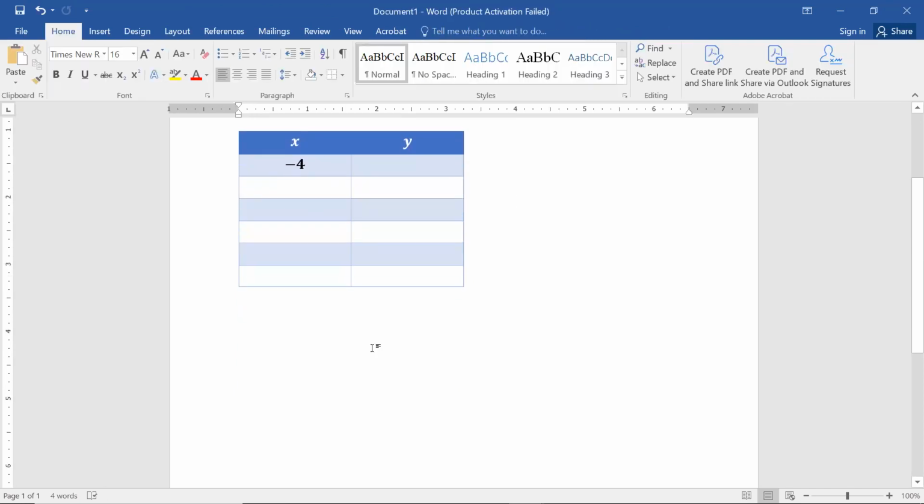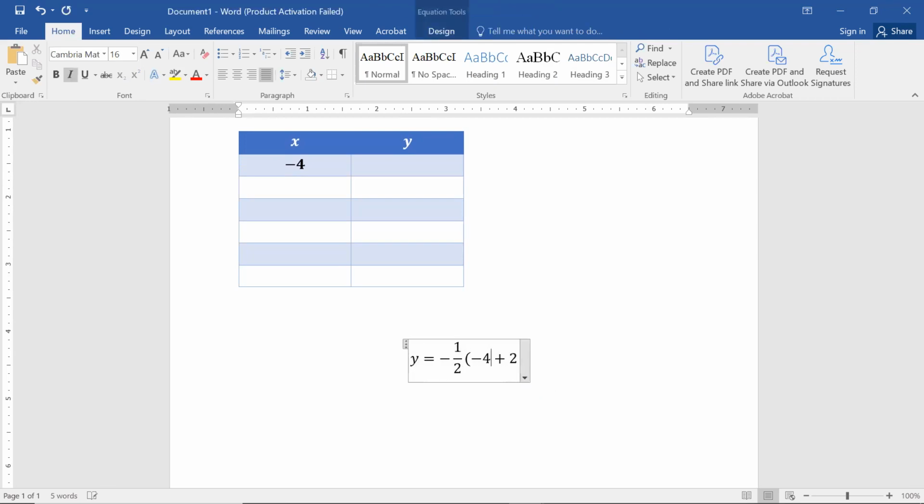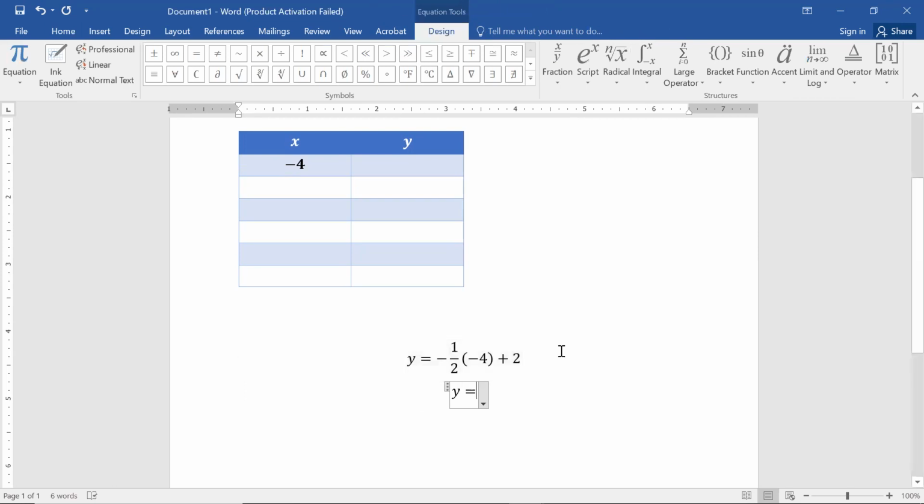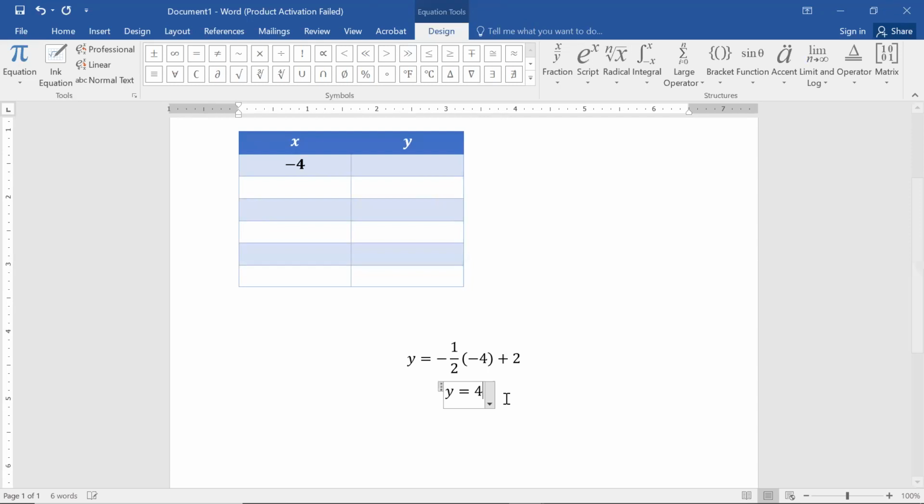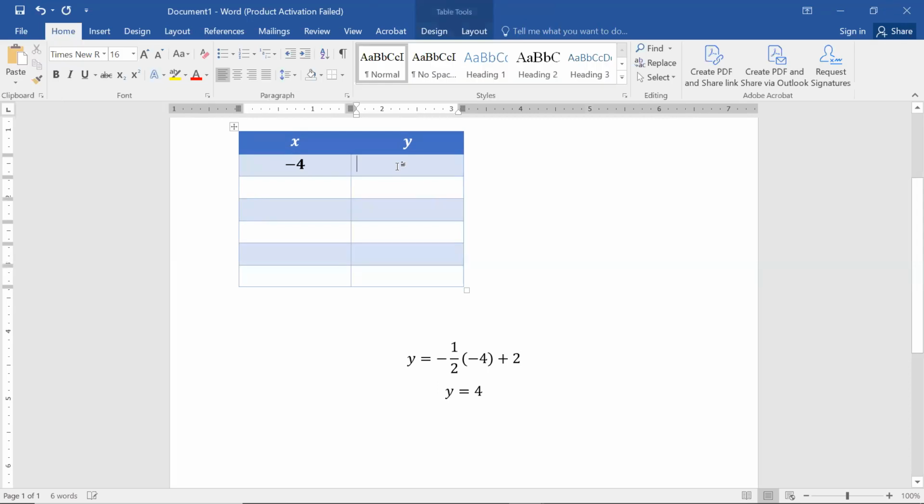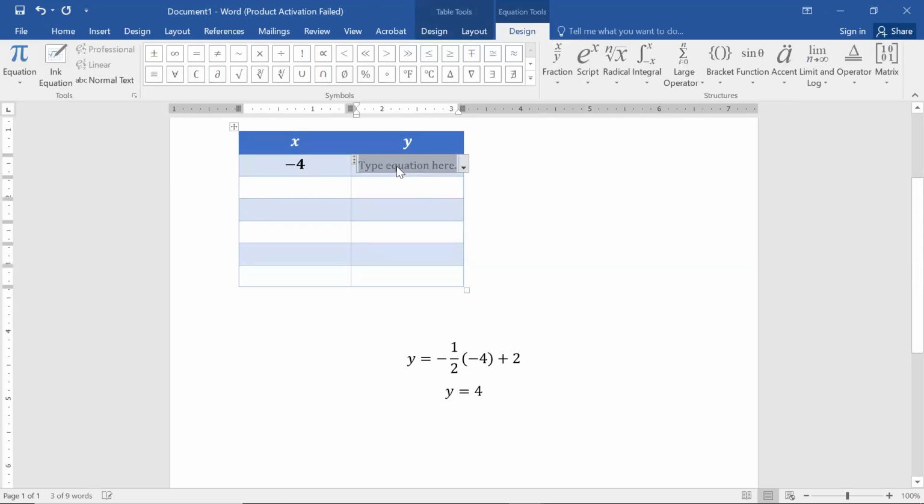Let's see how this is done. So I take my equation and I replace the x value with a negative 4. That will give me a y value, which is negative 1/2 times negative 4 plus 2. I can type that into my calculator, or we can do other things. You can just do it by hand as well, obviously. What you end up with is a y value of 4.